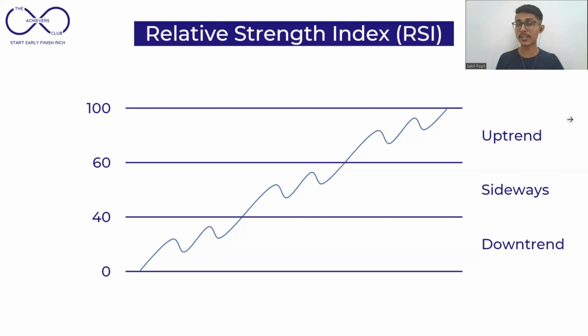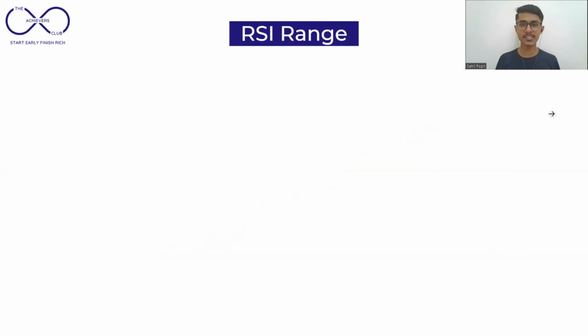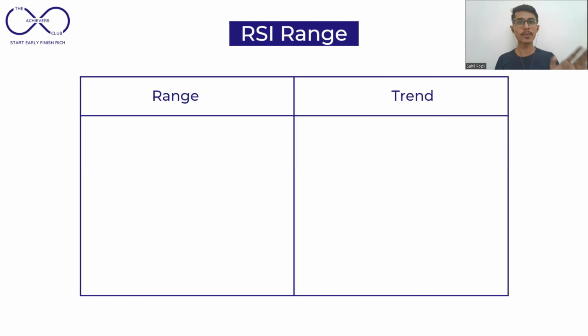I hope that you are absolutely clear about this concept of RSI. Let's quickly jump into what the RSI range is all about. We have discussed that 0 to 40 is a downtrend or bearish trend, 40 to 60 is a sideways trend, and above 60 till 100 is an uptrend. But how do we actually diversify, even within 0 to 40?